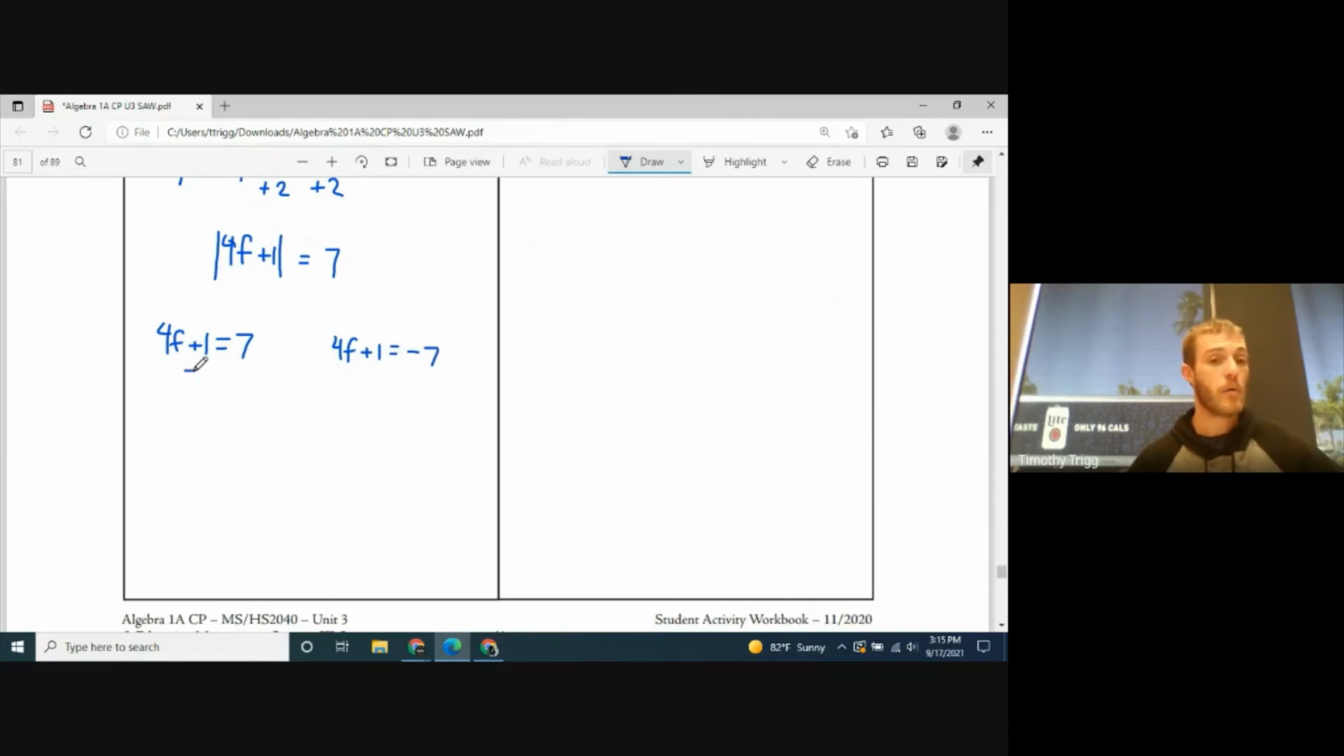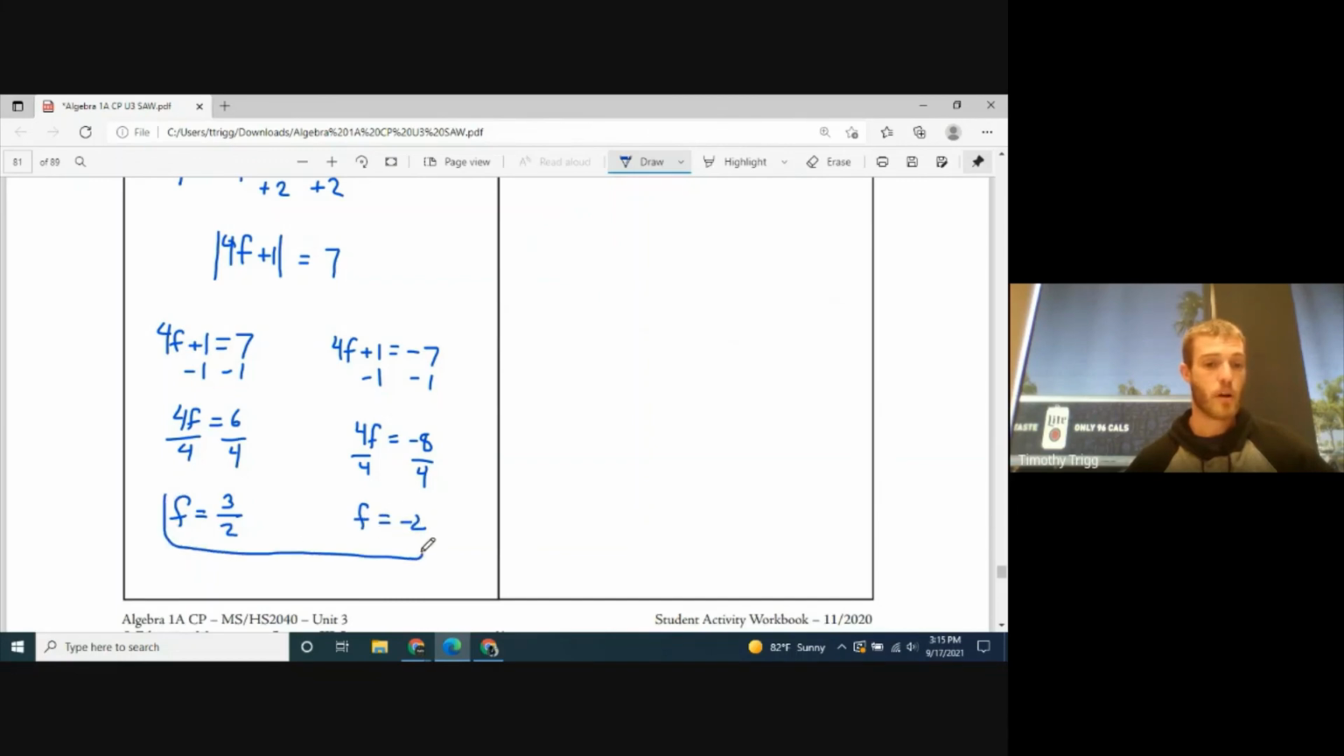Solving each of these separately, we would subtract 1, then we have 4f equals 6, divide by 4, gives us that f equals, and then we could reduce this by 2, so that's going to be 3 over 2. Similarly here, if we subtract 1 both sides, gives us that 4f equals -8, divide by 4 to give us that f equals -2. So here we have our two answers here.